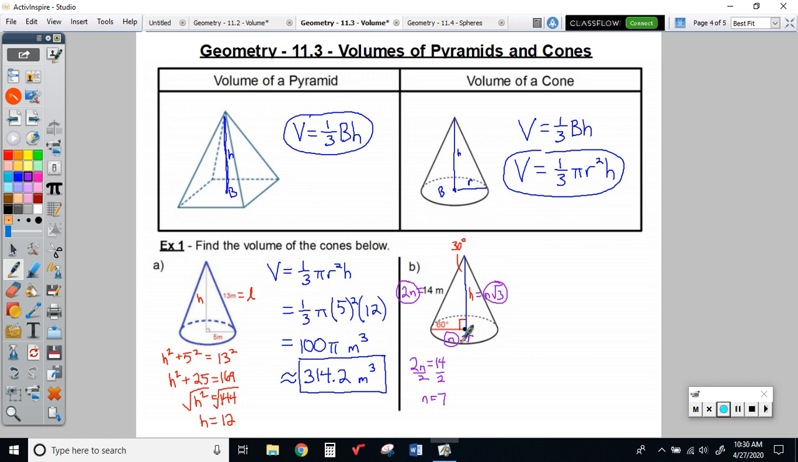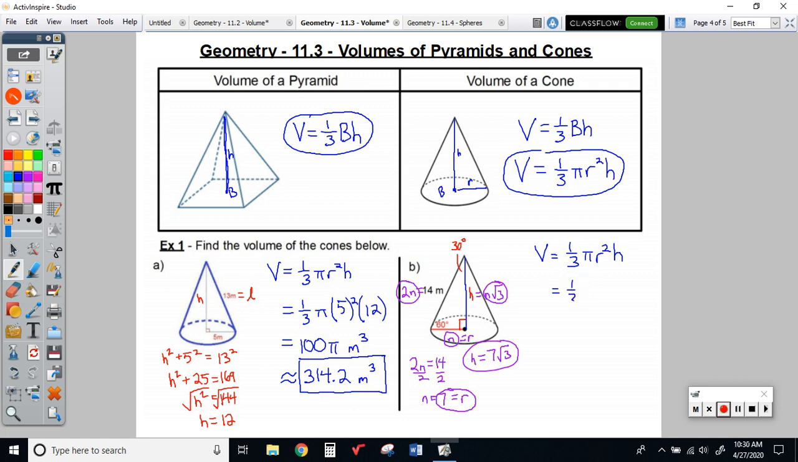And n is also the equivalent to the radius in this case. So this means the radius is 7, and then the height is n root 3. So just plug in 7 and you have 7 root 3. So now we have everything we need for the formula. My formula is 1/3 pi r squared h. It's really just 1/3 base times height.